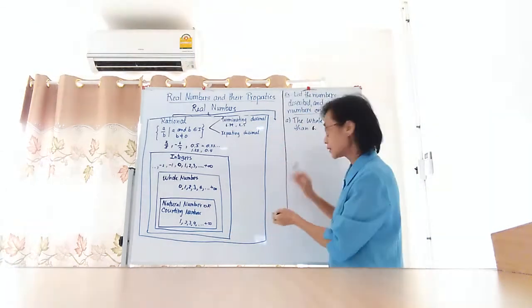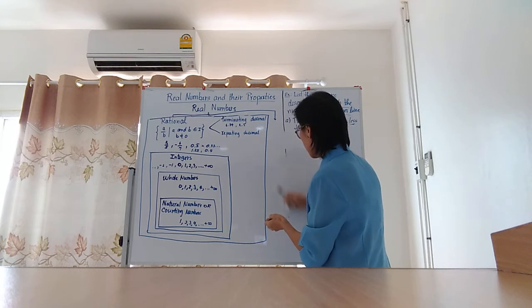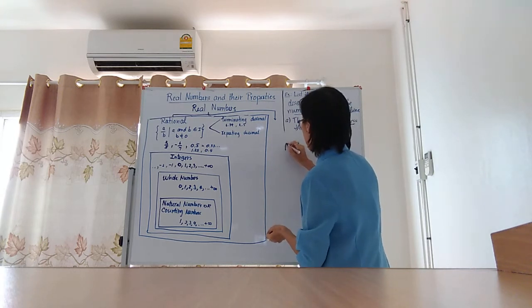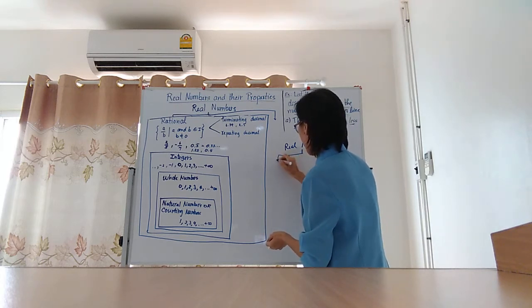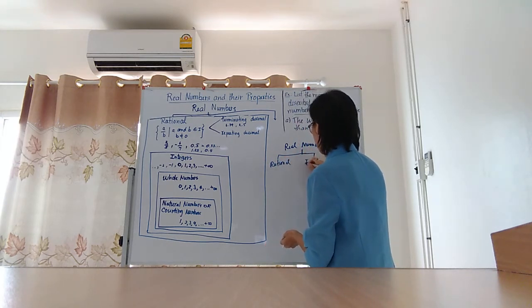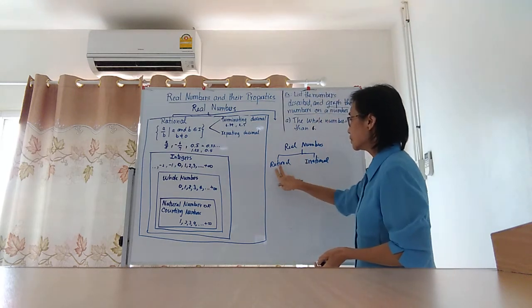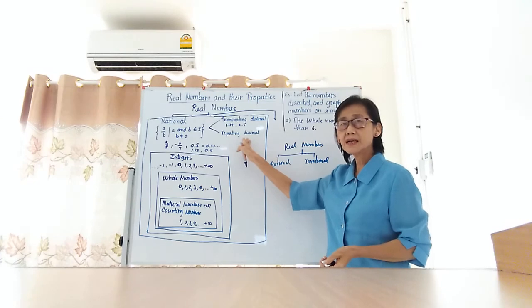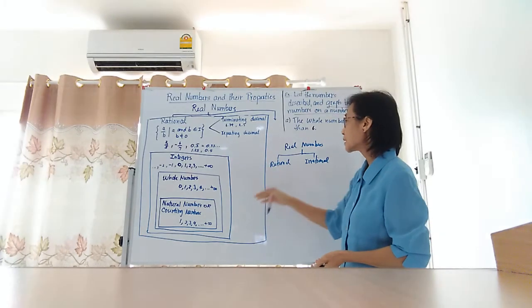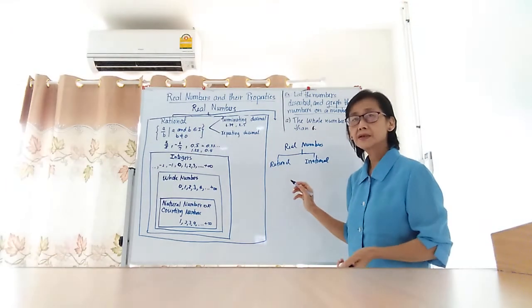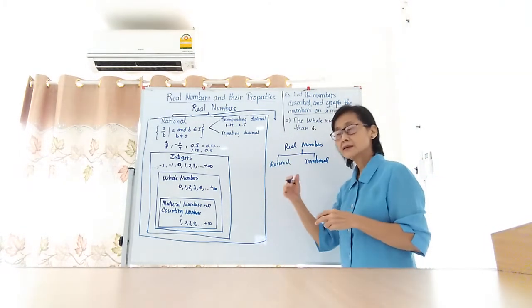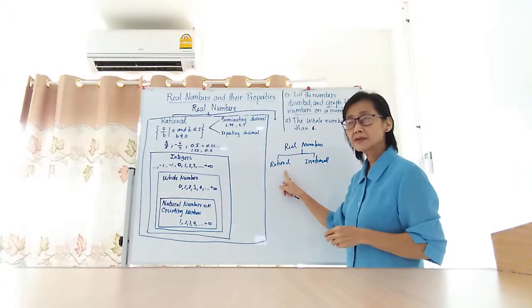Okay, because there is not enough space, I may write down here so you can see what it means. So say I have real numbers, there are two kinds of real numbers. One is rational, the other is irrational. So we already know what the rational numbers are from this diagram, right? So now irrational numbers will be the opposite of the rational numbers.